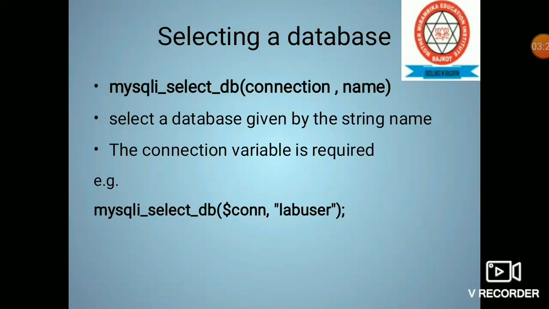Next step is selecting a database. To select the database, the function mysqli_select_db is used with 2 arguments. First is the connection variable that we used, $con, in our previous slide example, and the second is the name of the database that you want to operate upon. It selects a database given by the string name. The connection variable is required. One example is given, mysqli_select_db. The connection link variable is $con, so we have passed $con, and the database we want to use is LabUser. Here you can pass anything, the name of the database you want to work with.